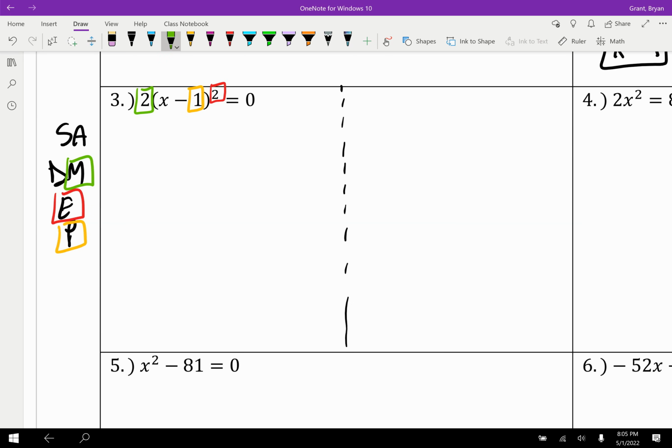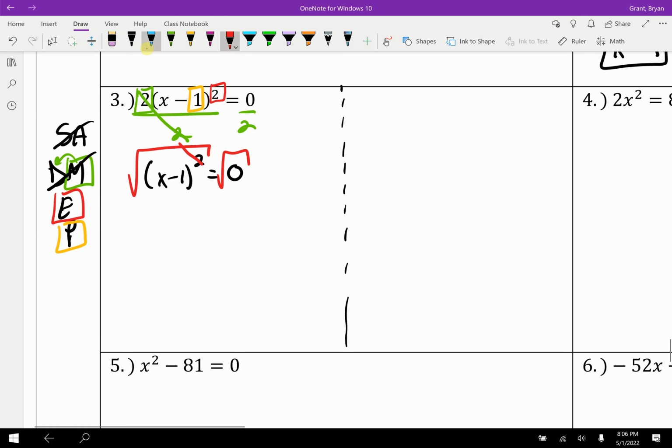Looks to me, based on this, we start with undoing multiplication with division. So let's divide both sides by 2. 2 divided by 2 cancels. Leaves us with x minus 1 squared equals 0. 0 divided by anything is 0. So we've taken care of that. We're on to the exponent. So square root of each side. Leaves me with x minus 1 equals, don't forget that plus minus square root of 0. Well, what times itself is 0? 0. Plus minus 0. And we're good so far. Last step, we add 1 to each side.